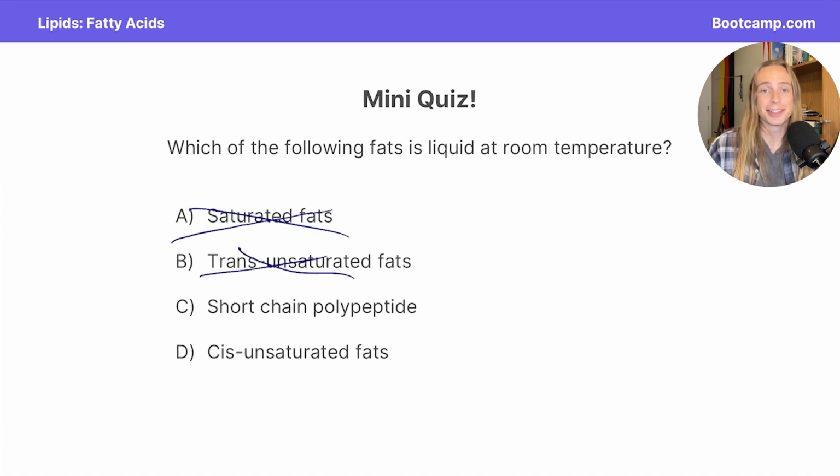Answer C is a little bit silly. It's a short-chain polypeptide. Remember, polypeptides are proteins and not fats, so we can get rid of this one as well. This leaves us with answer D. So a cis-unsaturated fatty acid is something like olive oil, which is a liquid at room temperature. So D is our correct answer.